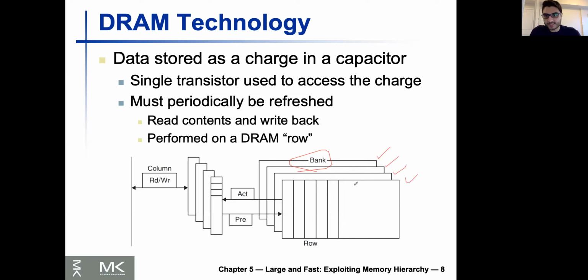Each bank consisted of a series of rows, right? Each of the rows could be accessed independently by sending a pre-charge, which communicates with the rows inside a bank, and then a row address was sent with an activate. So this is a pre-charge, and this is an activate.